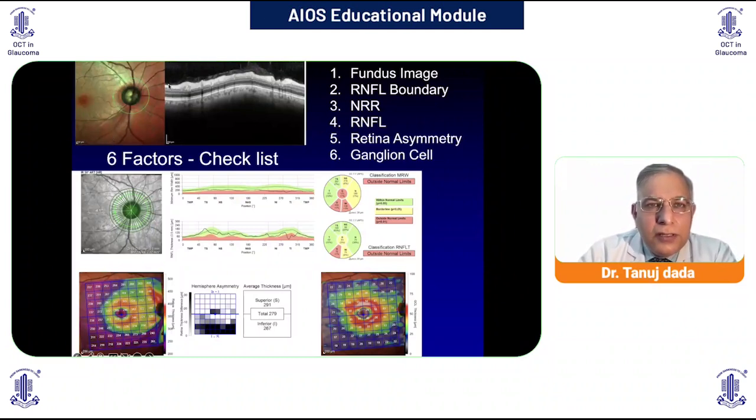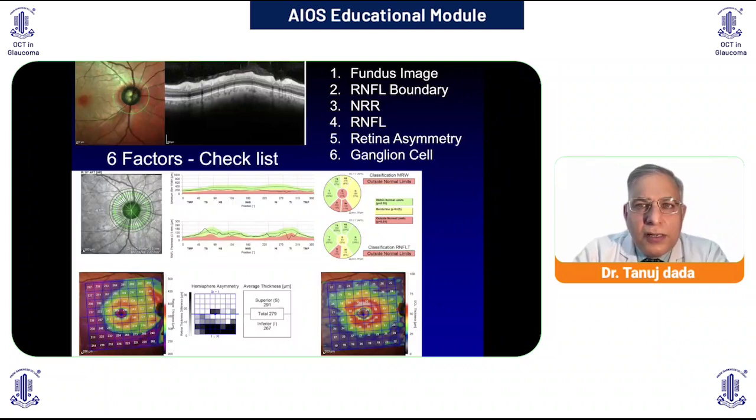Secondly, you see the boundary of the retinal nerve fiber layer. Now, it is very important whether the OCT machine has identified the boundary of the retinal nerve fiber layer. If there is an error in the boundary identification, then the entire OCT report becomes a fallacious report. So now, the retinal nerve fiber layer boundary is correctly identified.